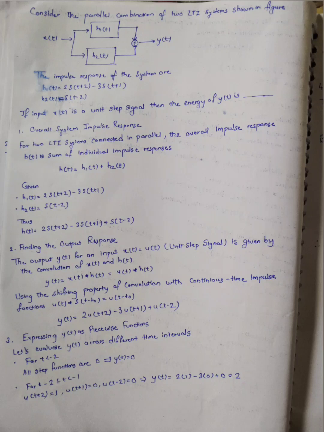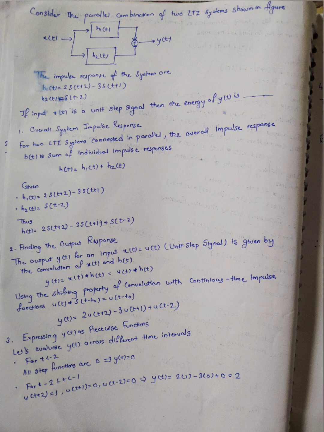Consider the parallel combination of two LTI systems shown in the figure. The impulse responses of the systems are h1(t) = 2δ(t+2) − 3δ(t+1) and h2(t) = δ(t−2). If the input x(t) is a unit step signal, then find the energy of y(t). First, the overall impulse response.